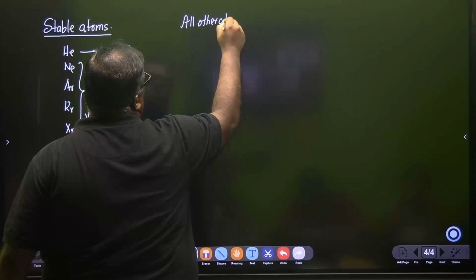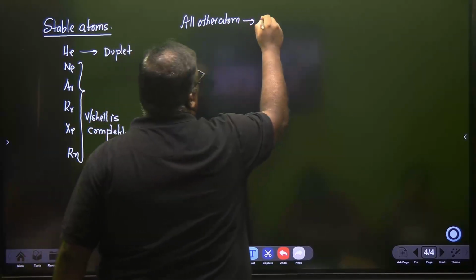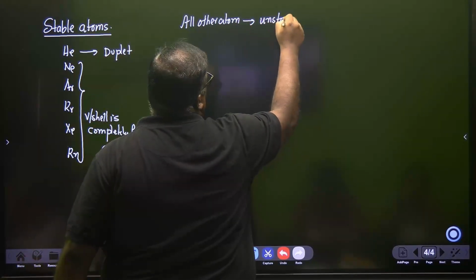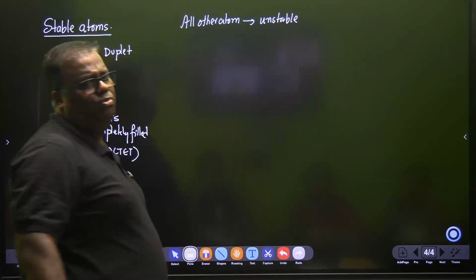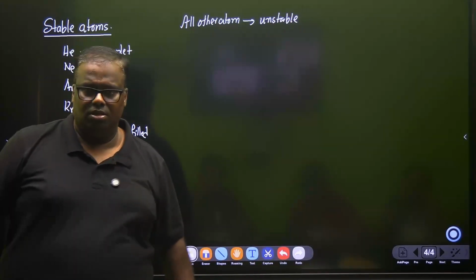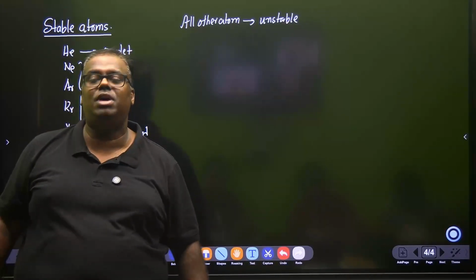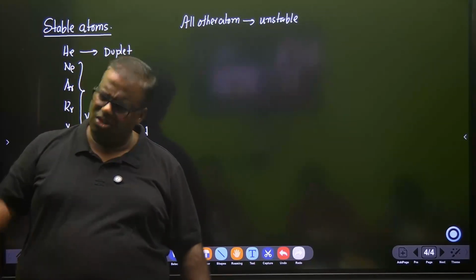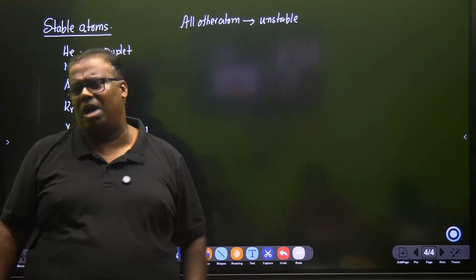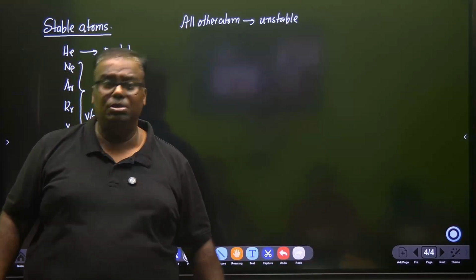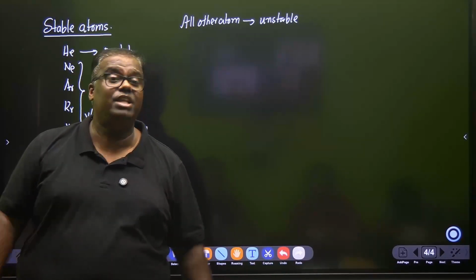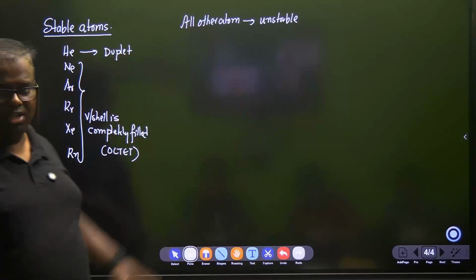So all other atoms are unstable, and you won't find them in the universe as atoms. The question arises, sir, do I not get oxygen? You'll get oxygen, but in a combined state. Shall I get iron? Combined state. Some iron oxide, iron carbon. Iron you will not get, you cannot get it at all. All of them are unstable.